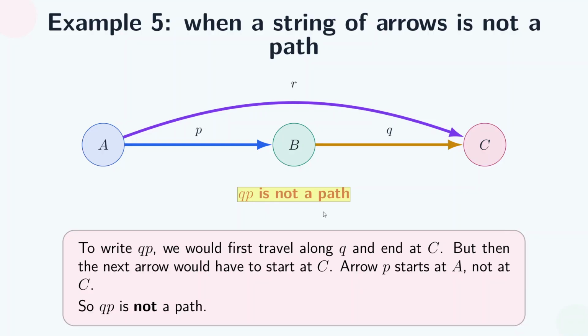This shows us that paths are not just about which arrows appear. They are also about whether the arrows are arranged in a legal order. The fitting condition must hold at every step. The moment it fails, the whole string stops being a path.